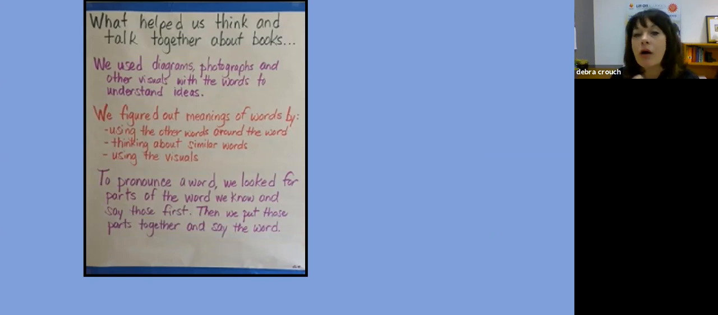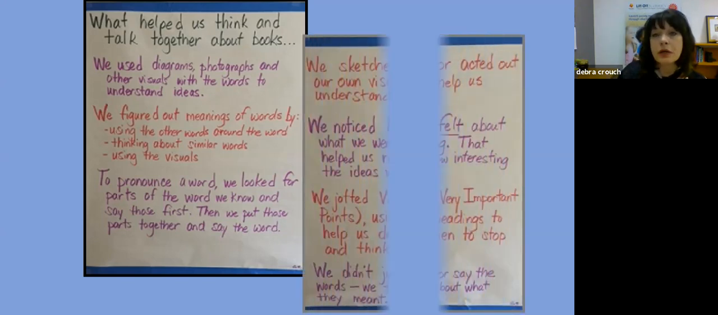and one of the things I was doing all the way along was keeping notes and keeping track of a lot of the things that they do together. And so I ended up charting that and using that to support the kids in noticing all the things that they already knew about how to think and talk well about books. So things like that they use the diagrams and the photographs and the other visuals along with the words to help them understand ideas. We talked a lot about ways they were figuring out these really multisyllabic words, not only figuring out how to say them, but also what they meant, figuring out what the ideas were.